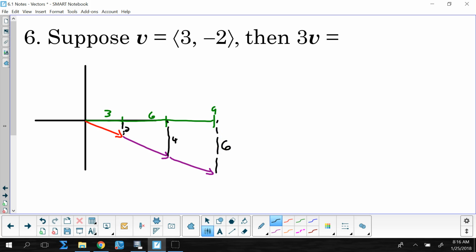So this ends up being at the point down here, 9, 6, which means that my 3v vector would be the vector in component form, 9, 6. Oh, sorry, yes, -6. Good catch. Okay. What's an easier way to do it? Multiply the x and the y part by 3.